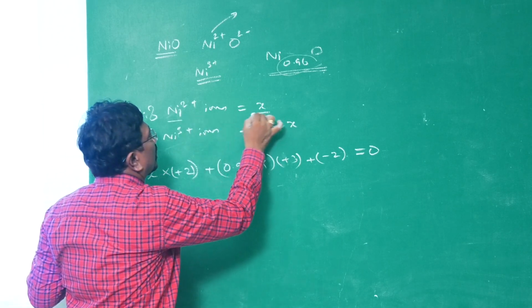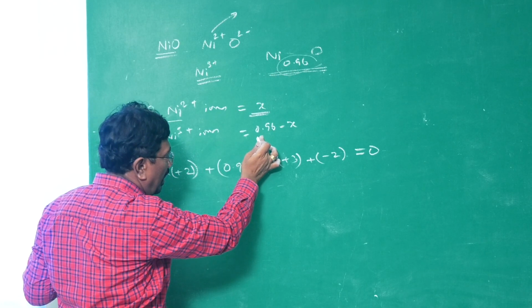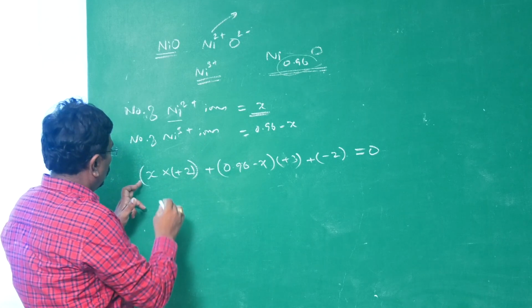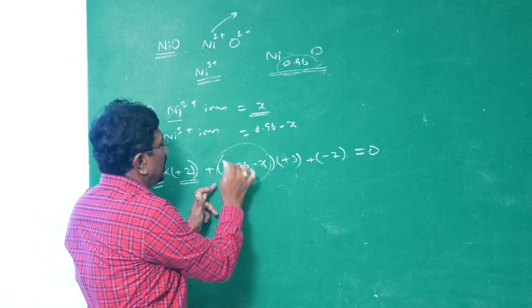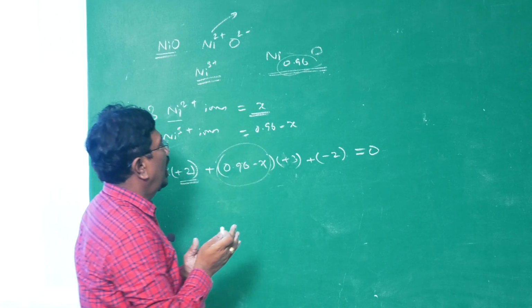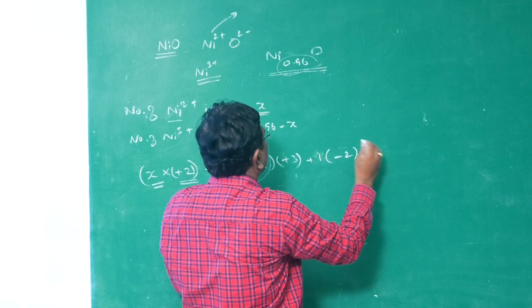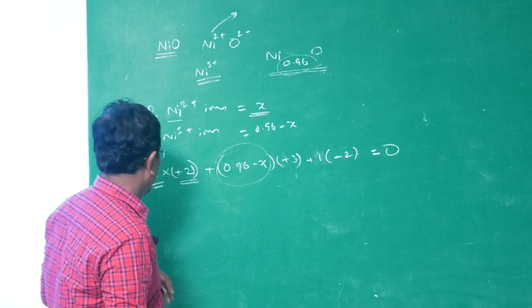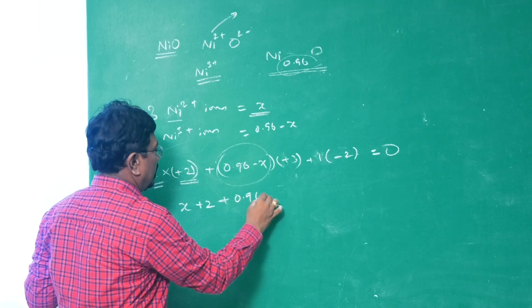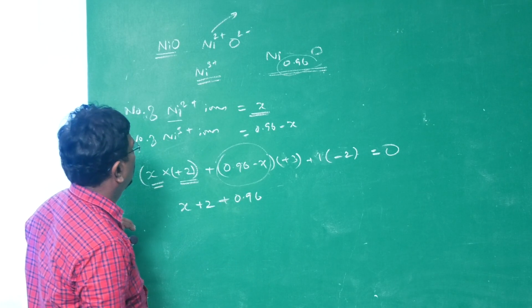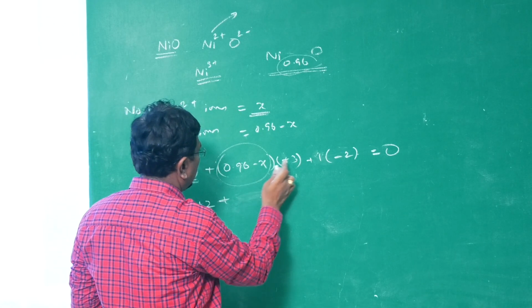Ni2+, if the contribution is x, the remaining Ni3+ should be 0.96 minus x. So, these many atoms will have plus 2 oxidation state. These many atoms of Ni3+ will have plus 3 oxidation state, and 1 atom of oxygen will have minus 2 oxidation state. The sum should be 0. Therefore, x plus 2 plus 0.96 into 3. 0.96 into 3 is approximately 3.